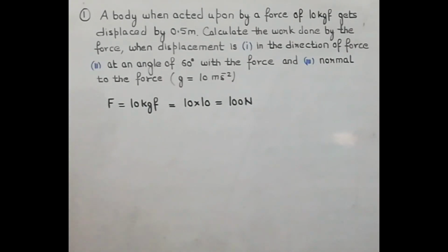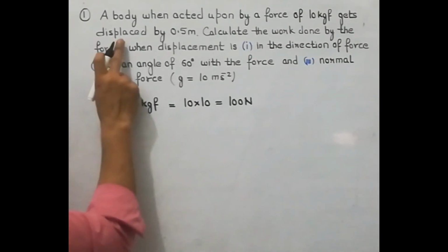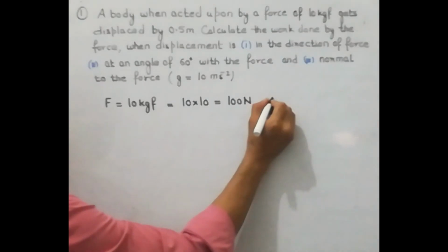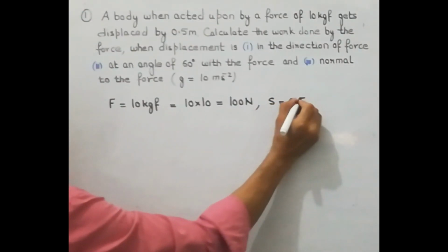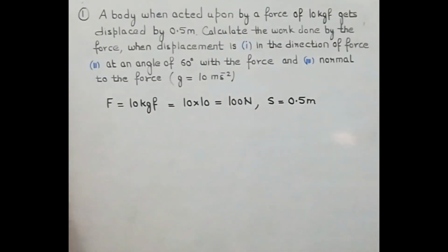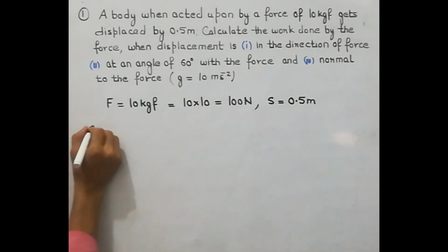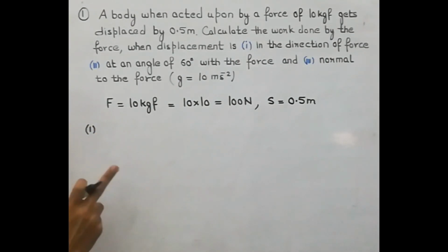Along with this, they have also given to you the displacement. Displacement S is given 0.5 meter. That's the displacement given to us. So force is given, displacement is given, and now we have three different conditions. Now see the first one. They are saying we have to calculate the work done by the force when displacement is in the direction of force.